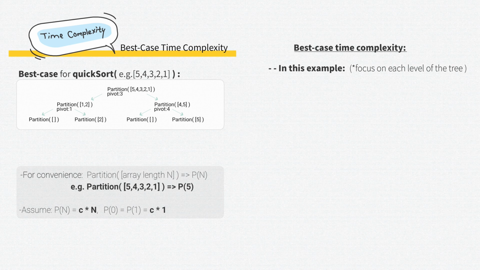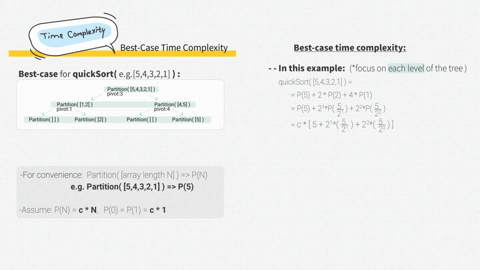And this time, we focus on each level of the tree. And all we need to do is sum up all the nodes in the tree. And the sum is like this. After rearrangement, the final result is like this.